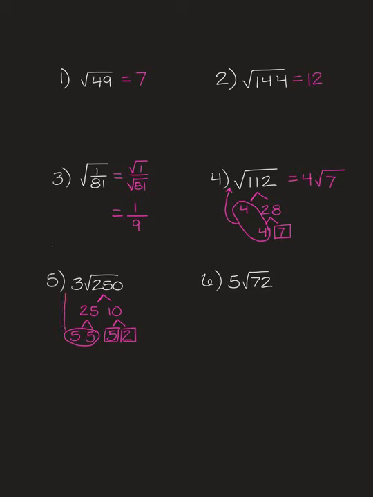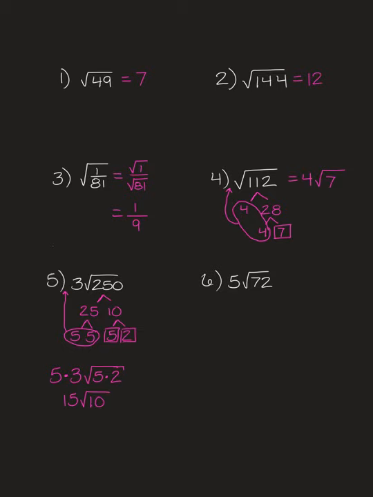So this 5 will come outside as one number. And remember, we will multiply the outside. And then the leftovers on the inside also get multiplied as well. So 5 times 3 is 15. 5 times 2 is 10. So this simplifies to 15 square root of 10.